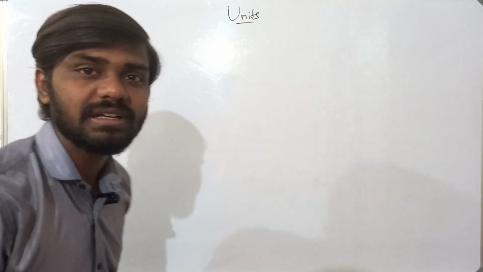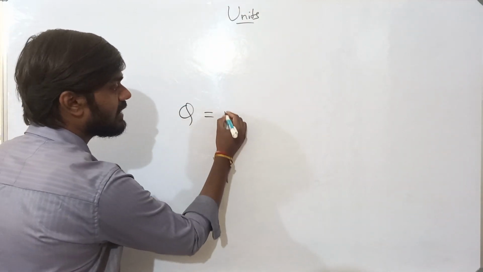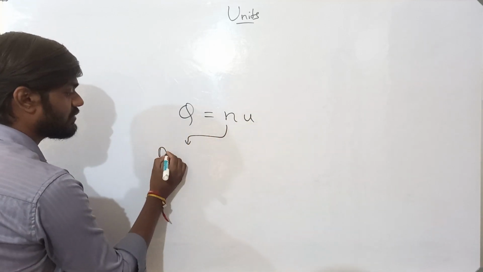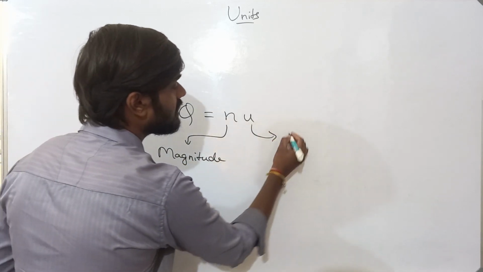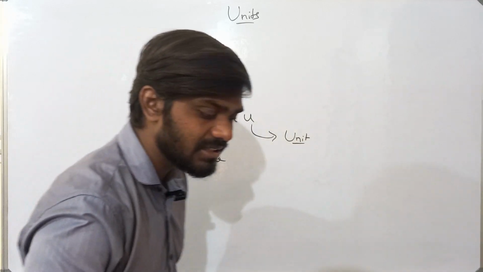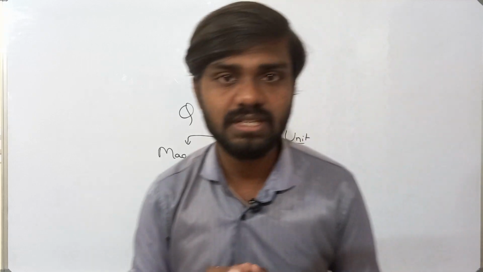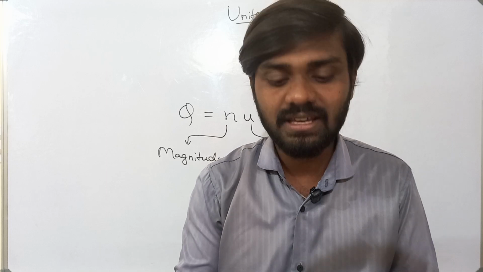So I think you people remember from my last lecture that I said a physical quantity is given by n into u. Correct, no? And what was n here? It was magnitude. And what is u? It was a unit. Now what exactly is the unit? See, whenever you say some physical quantity, after measuring, you have to specify which physical quantity you are measuring.